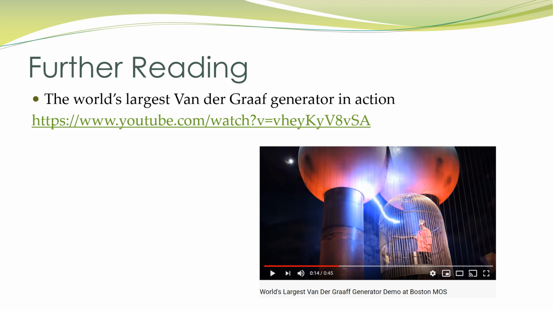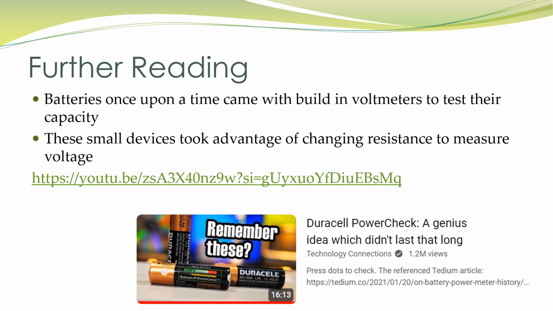This is an interesting video about a huge Van de Graaff generator in action, making those giant sparks. It's only a short video. You can have a quick look at it. This little video here is about something we used to have on batteries. Those little AA batteries there have that little thing on the side there that you can see. That was a little voltmeter that they used to have to test the strength of the battery. Have a look at that one. You can see how they look at a changing resistor inside a tiny little filament in there to actually create a little view of a charge scale for you to look at.